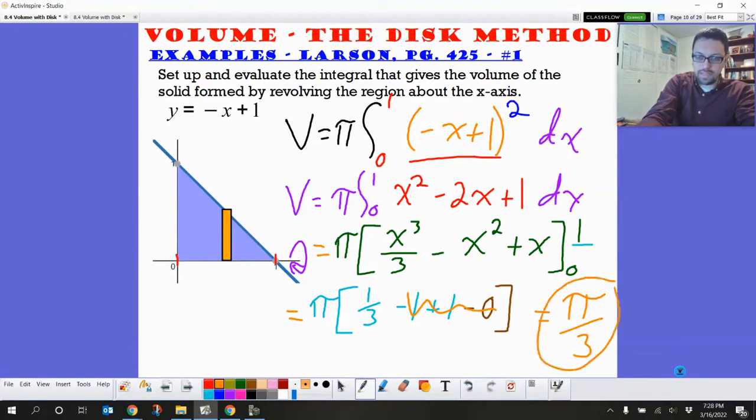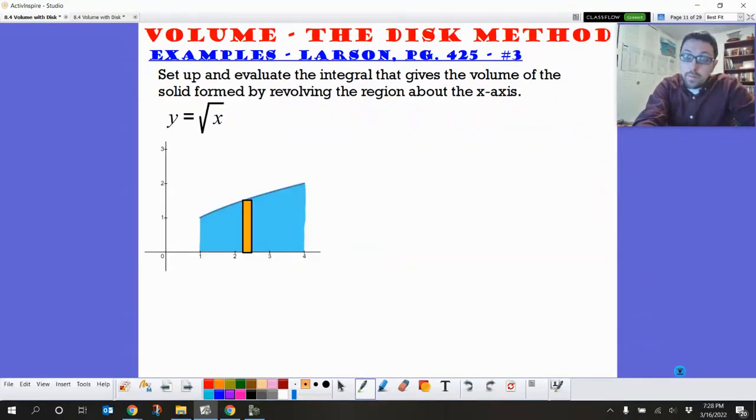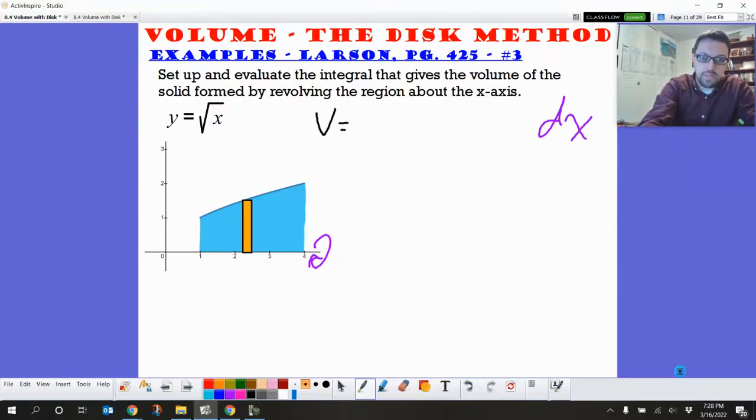So that is done. In this example, we're going to be rotating around the x-axis. So we want to find our antiderivative with respect to x. We've got our volume equals pi integral. Where are we going between? We're going between 1 and 4.